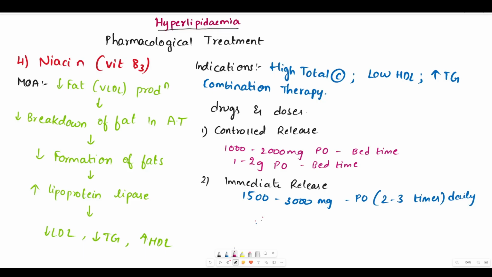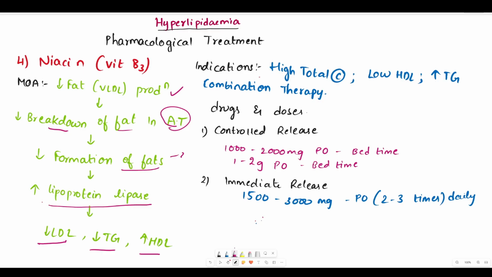Coming back to the next drug that is used in the treatment, niacin. Niacin is simply vitamin B3. So coming back to the mechanism, niacin usually works in many ways. First thing is by reducing the VLDL production in the liver, thereby causing decreased breakdown of the fat in the adipose tissue, which leads to decreased formation of the fats in the liver, thereby increasing the activity of lipoprotein lipase, finally resulting in reduced LDL levels, reduced triglyceride levels, and increased HDL levels.